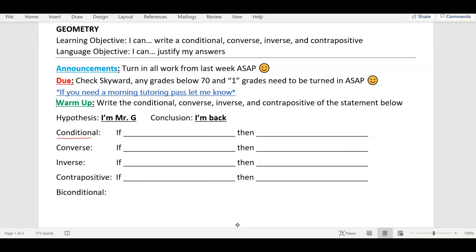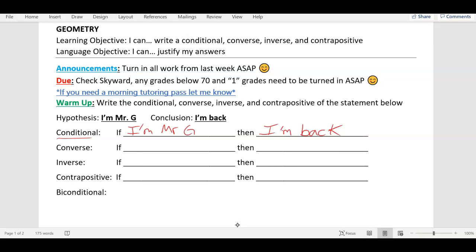For the first one, you need to write conditional, and then write this whole sentence, including the if-then: if I'm Mr. G, then I'm back. Does everyone understand? Conditional is the original one: if blank, then blank. These next three, you have to do something to. It's one or two of these options: you're either going to switch it around, or make it opposite, or do both of them. That's what we're going to do with that sentence.